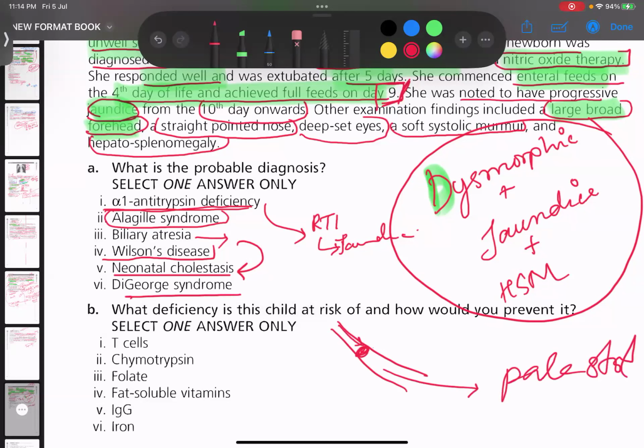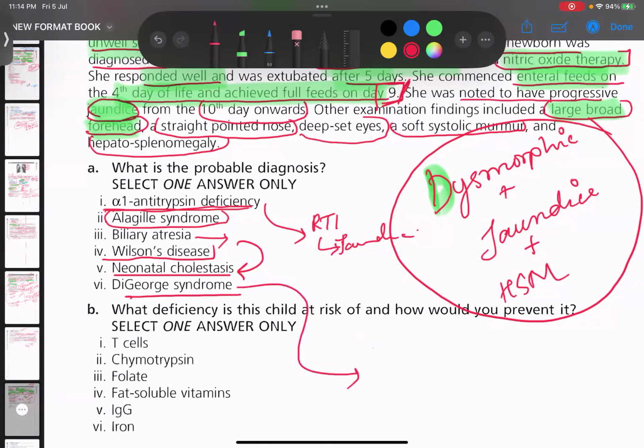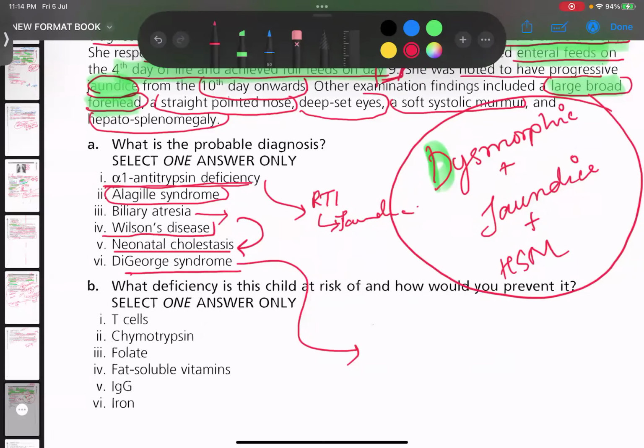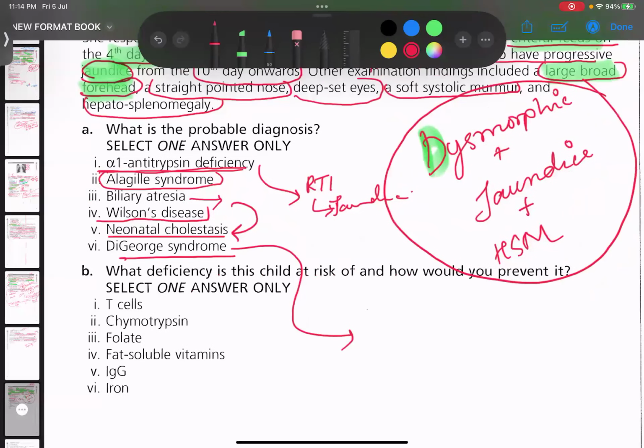DiGeorge syndrome, because there are dysmorphic features along with jaundice. Do you think this is DiGeorge syndrome? DiGeorge usually does not come with jaundice. Yes, dysmorphic features, but they are not even pointing towards DiGeorge.